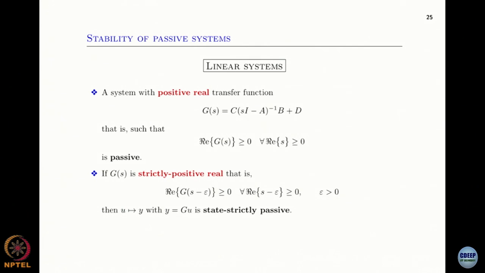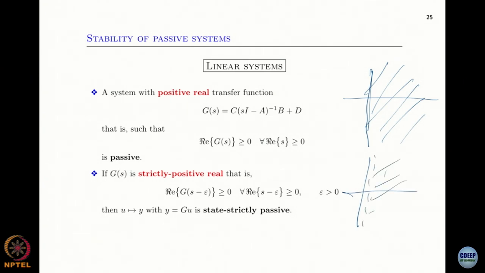Basically, in the first case, you are asking that the Nyquist plot is somewhere in this zone. For positive real, you are asking that the Nyquist be here. And in the other case, you are asking that the Nyquist be strictly separated from the vertical axis, and we call it strictly positive real.